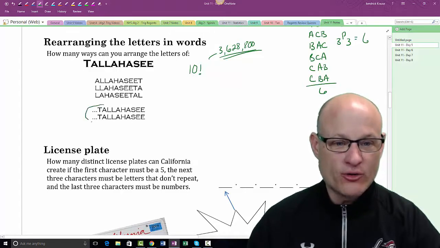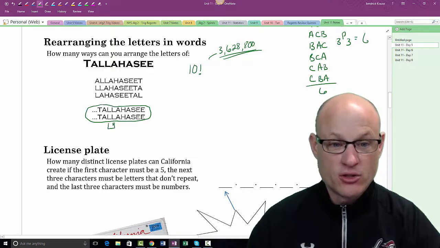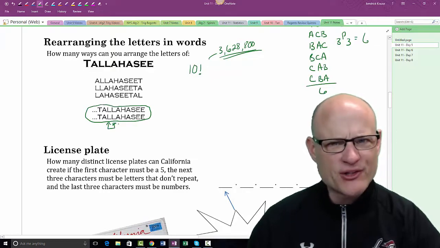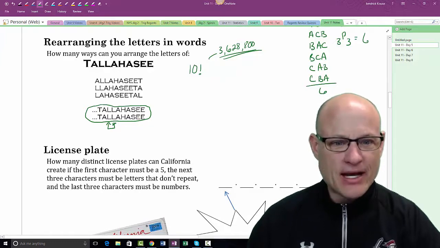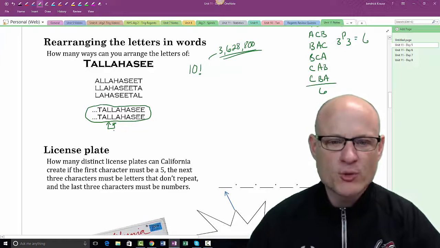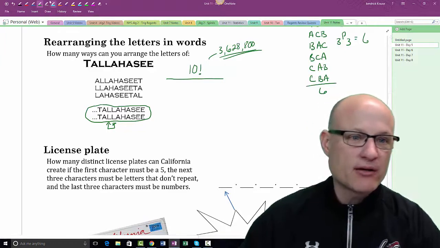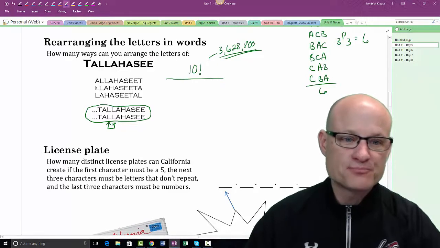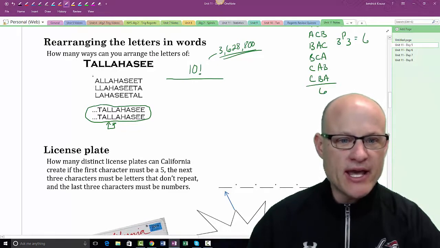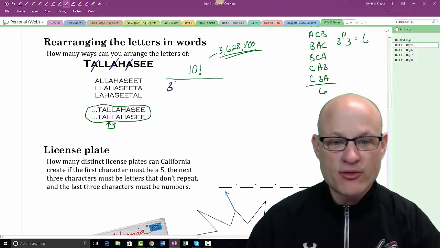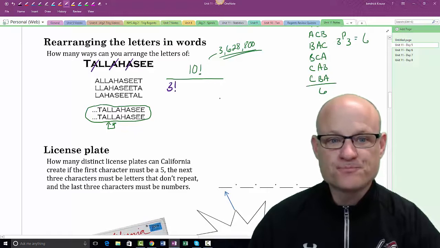Like you could argue these are 2 different words because I changed the 2 L's. Look, the L's switched. But unless they're colored and you have a black L and a purple L, who's going to know? We don't know. So anyway, we got to get rid of the repeaters. So I look through and I say, okay, the A is the first thing that repeats, and there's 3 A's. 1, 2, 3 A's. So I'm going to divide by 3 factorial.